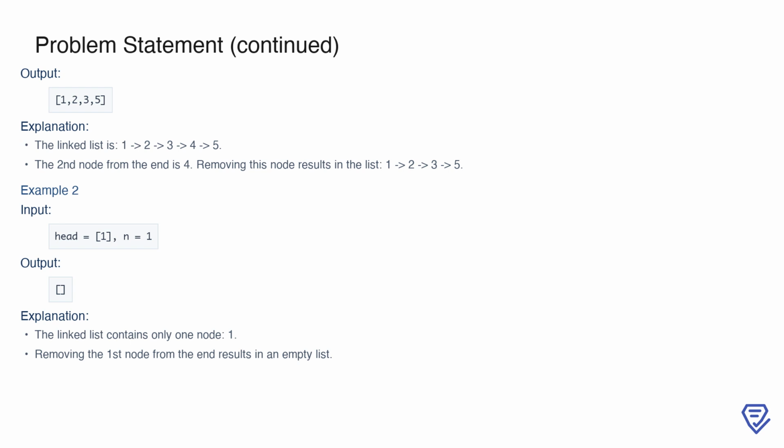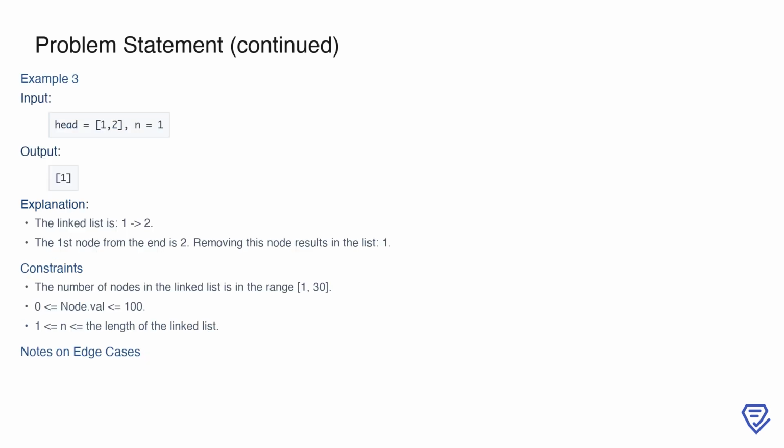In a different example, if the linked list has only one node, 1, and n equals 1, the task is to remove this single node. The result, in this case, is an empty list. Now, consider another case where the linked list has two nodes, 1 and 2, and n equals 1. The first node from the end is the node containing the value 2. Removing this node leaves us with just the first node, 1, resulting in the list 1.